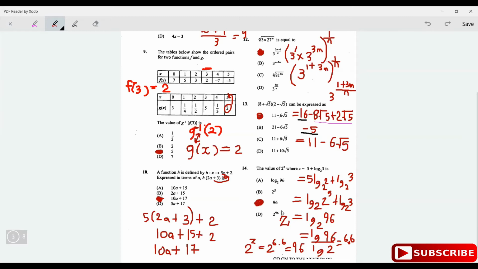Nice and easy, sort of. So remember right here, what we did first was simplify z. This is z. And we found that z is 6.6. And then we found 2 to the z. You have to find z before you can find 2 to the z. Nice.